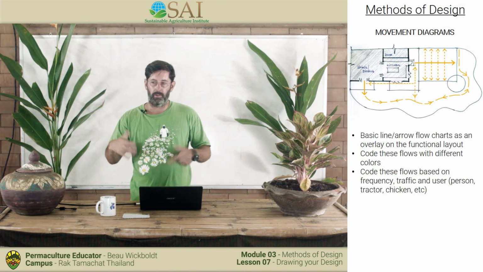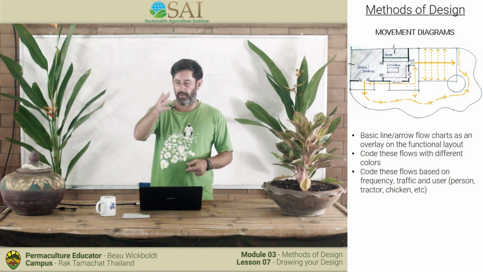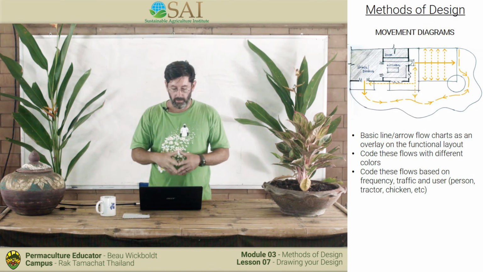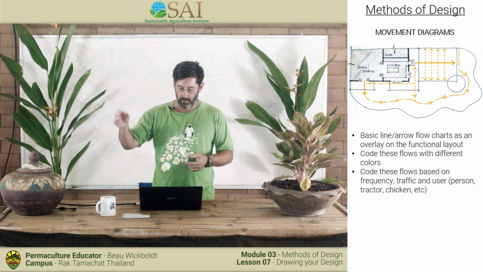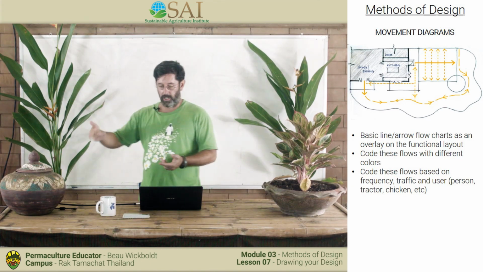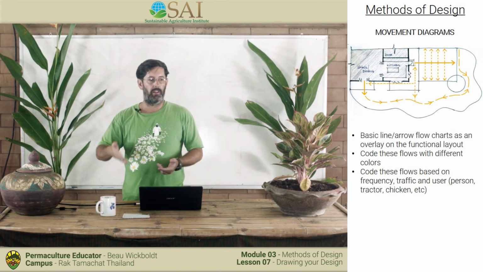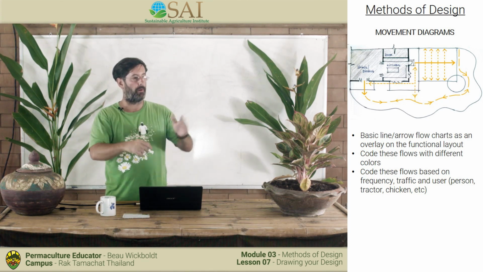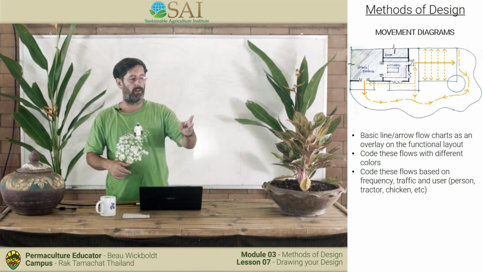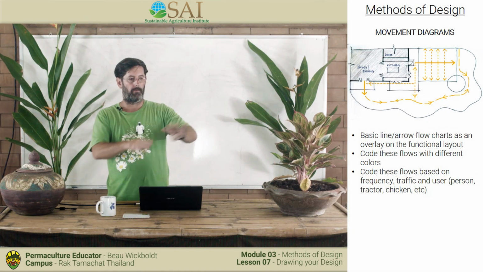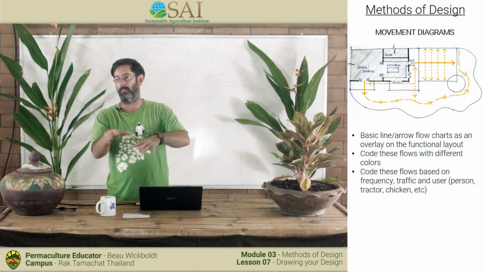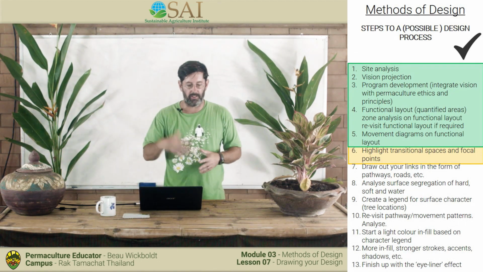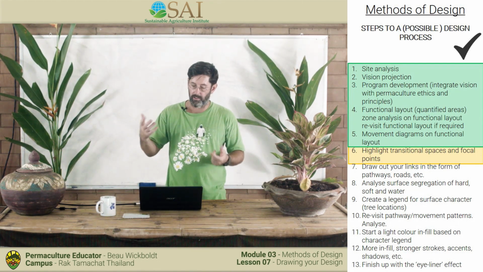Code these flows with different colors, possibly. She could have had an orange arrow and a green one to show different zonal areas. Code these flows based on the frequency of traffic, using what she calls person, tractor, chicken. So is it an animal that uses this? It could be a different color. If it was a tractor, a person, pedestrian, car, tractor, animals, different pathways. After that point, she wants to identify any important nodes.